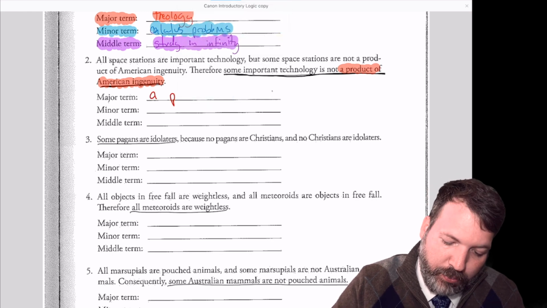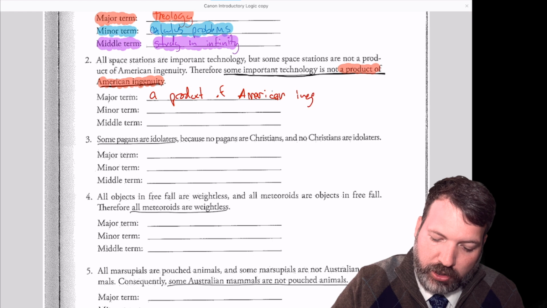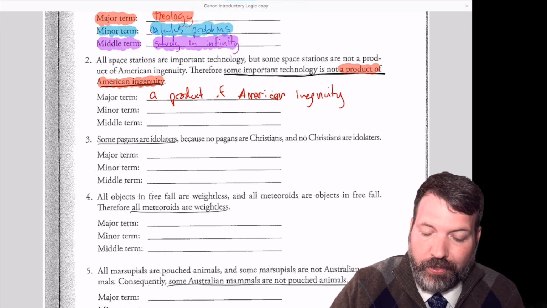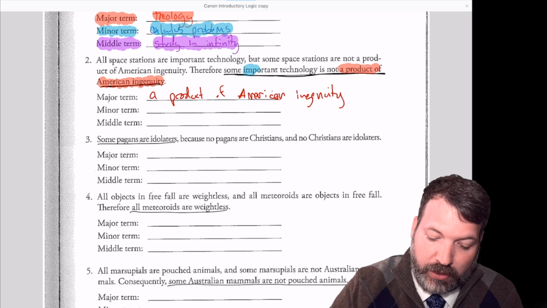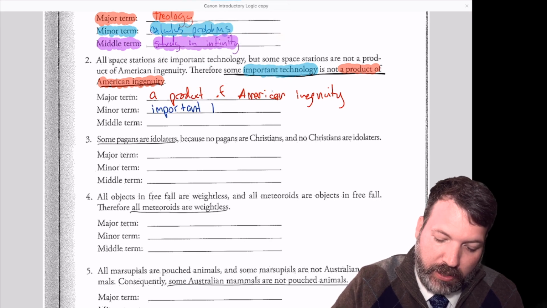So let's write that down. A product of American ingenuity is the major term. The subject of that conclusion, important technology, is going to be our minor term. So let's write that down. Important technology.